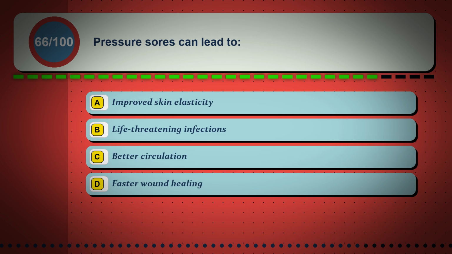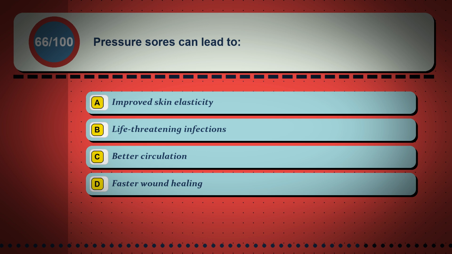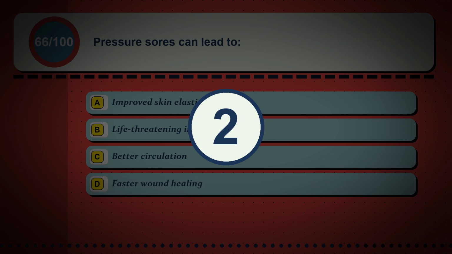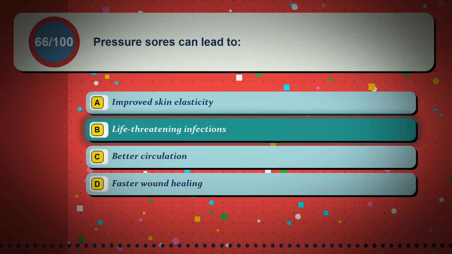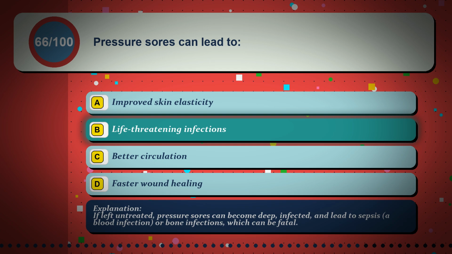Question 66. Pressure sores can lead to: Option A, improved skin elasticity. Option B, life-threatening infections. Option C, better circulation. Option D, faster wound healing. The correct answer is option B, life-threatening infections. If left untreated, pressure sores can become deep, infected, and lead to sepsis, a blood infection, or bone infections, which can be fatal.